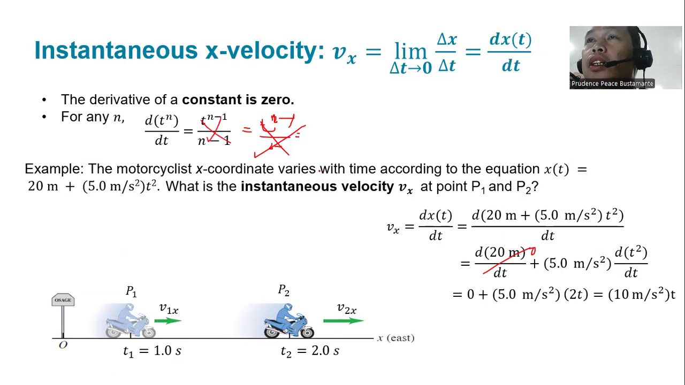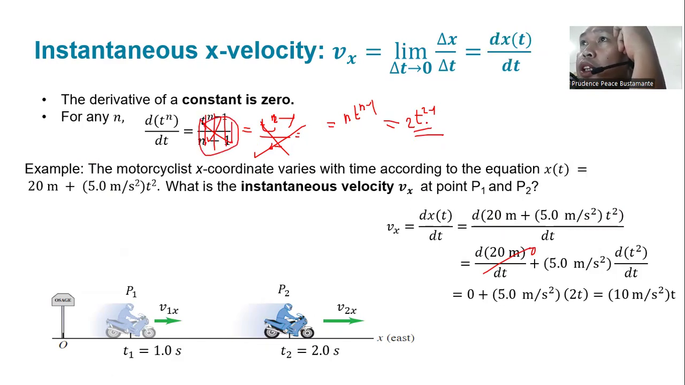I mean, this must not be the formula for this. It should be like this: n t to the n minus 1. Obeying this formula, we have n, so we have 2 t to the 2 minus 1. Please correct this one. So 2t to the power of 1 is just equal to 2t.